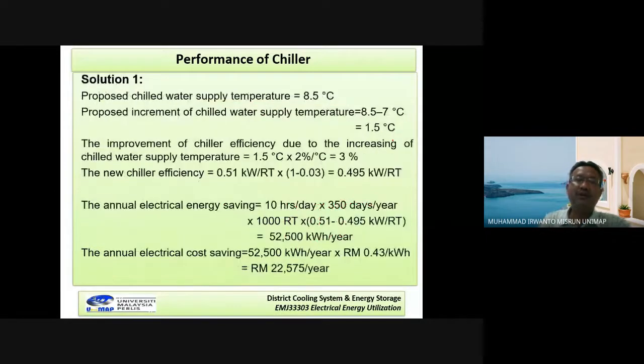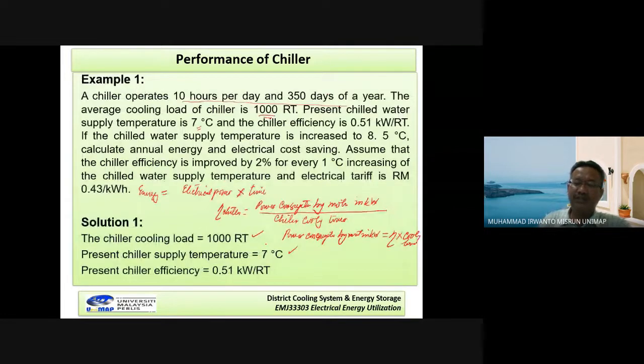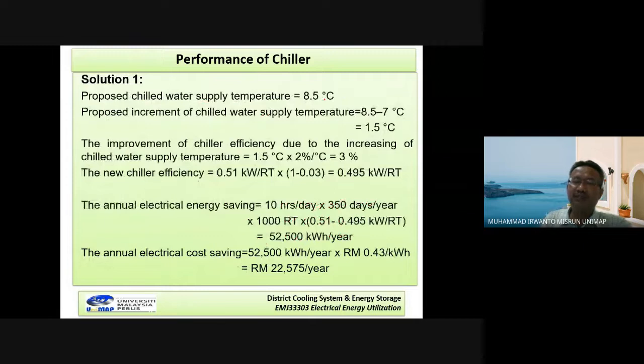So we propose the chilled water supply temperature to be 8.5 degrees Celsius. From 7 degrees Celsius to 8.5 degrees Celsius, meaning we make one increment of chilled water supply temperature, equal to 8.5 minus 7, which is 1.5 degrees Celsius. That is the increase of the temperature.